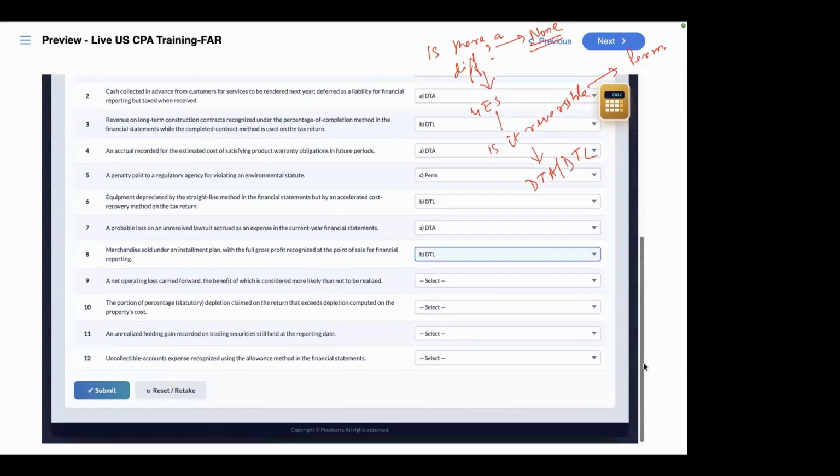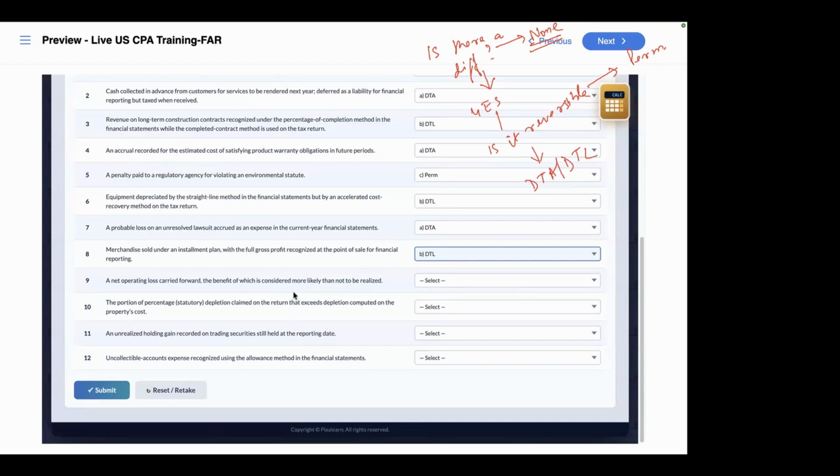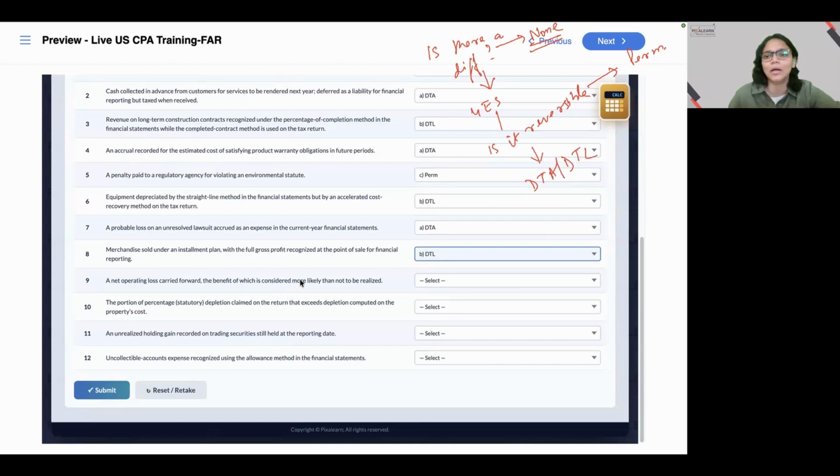Very good. Dharini. A net operating loss carried forward, the benefit of which is considered more likely than not to be realized. Can you understand anything out of it? Hanuman, how would you treat this question? Two more minutes, guys, we'll wrap up. I didn't want to leave you without doing this. What is the tax impact of an NOL, Hanuman?